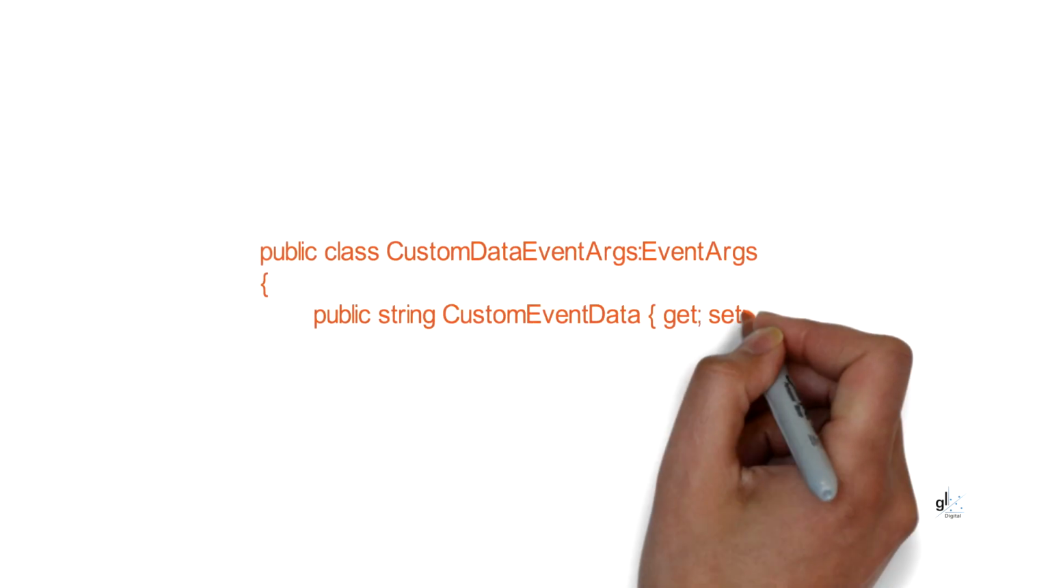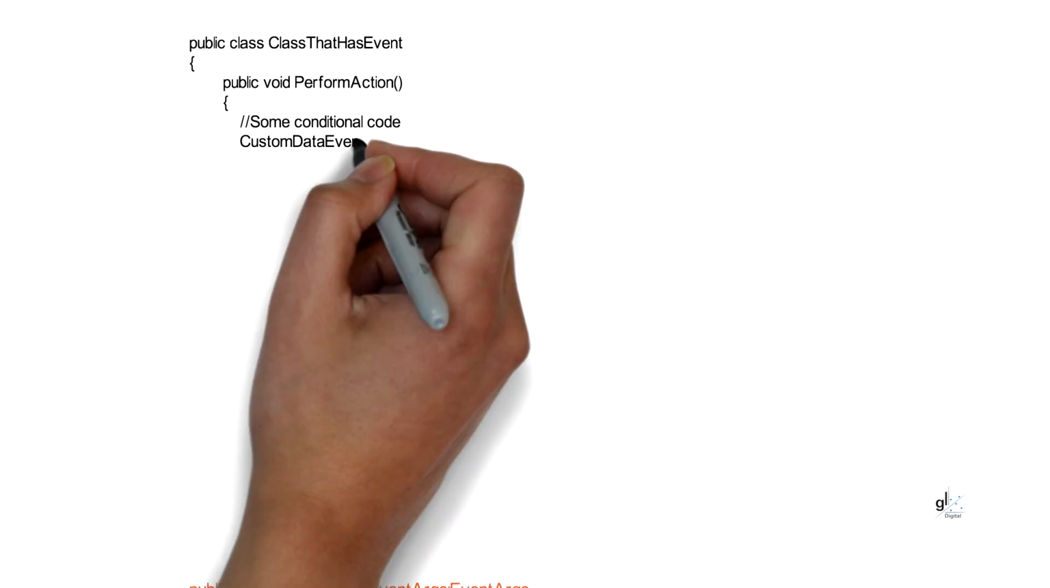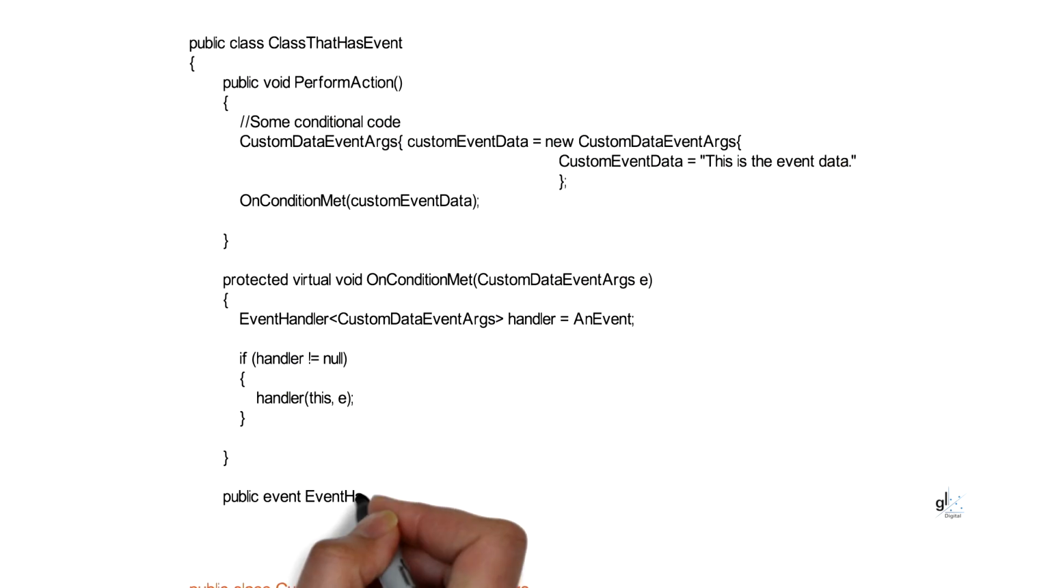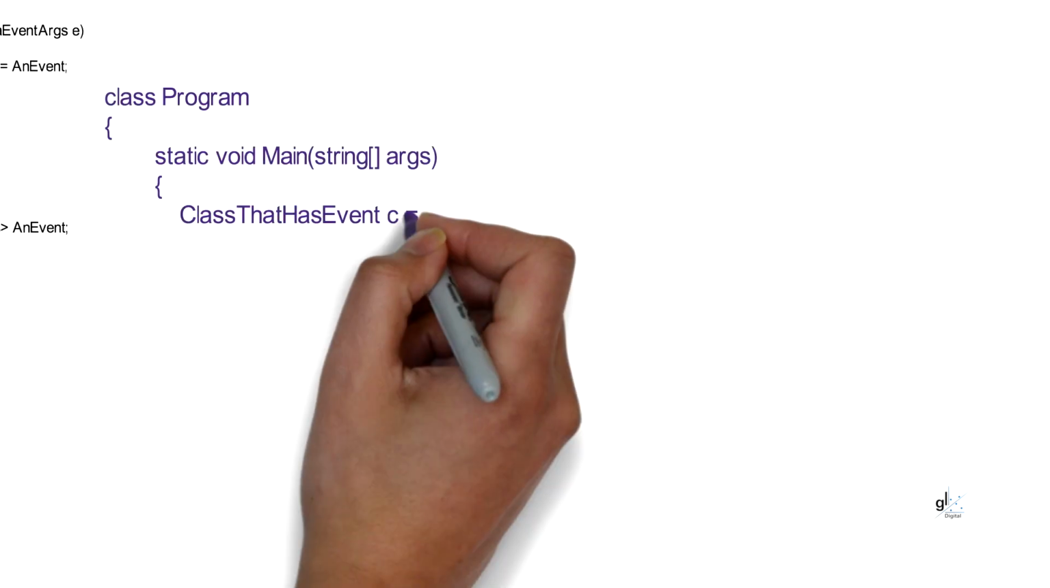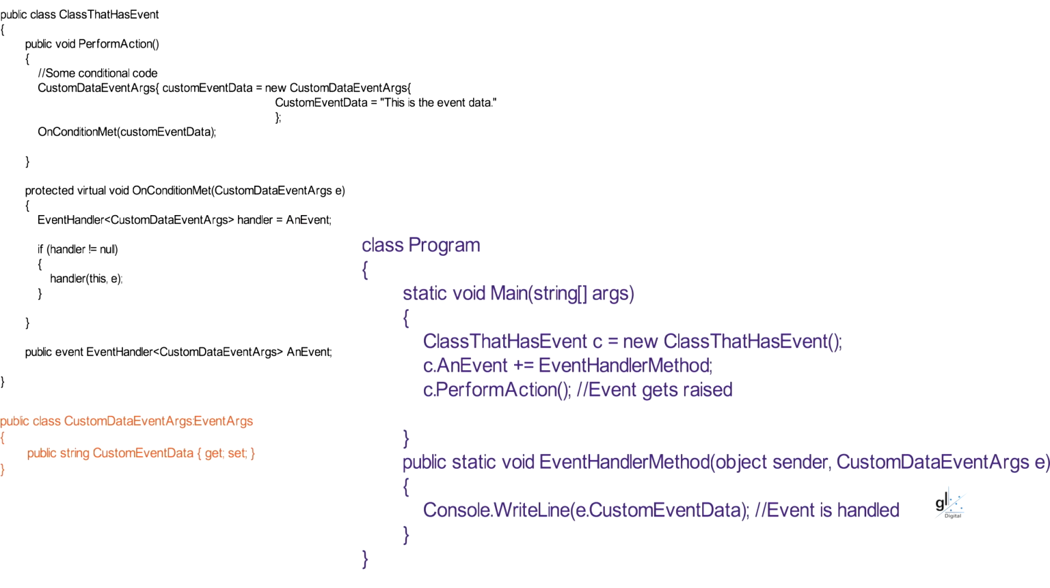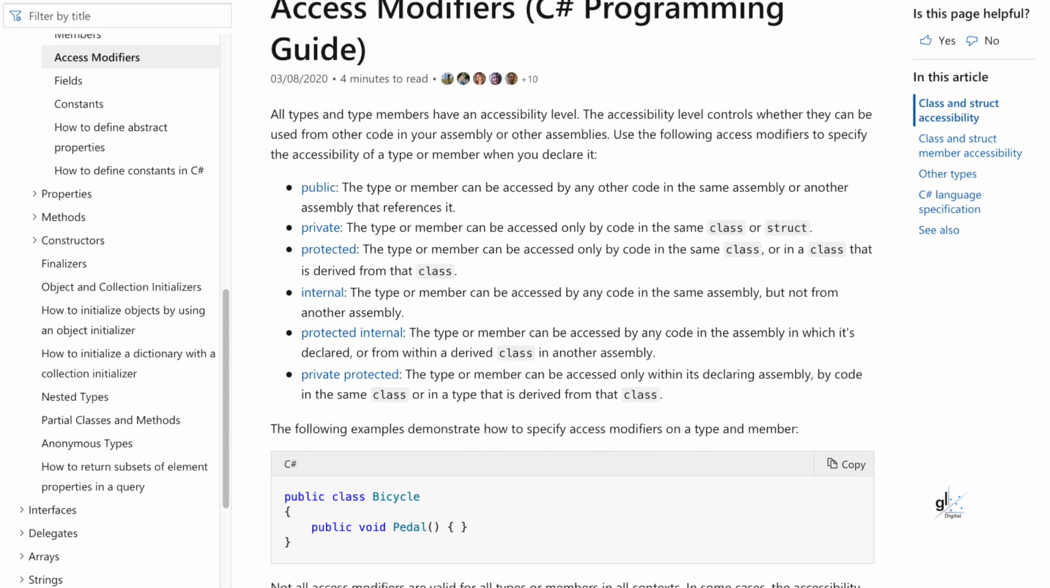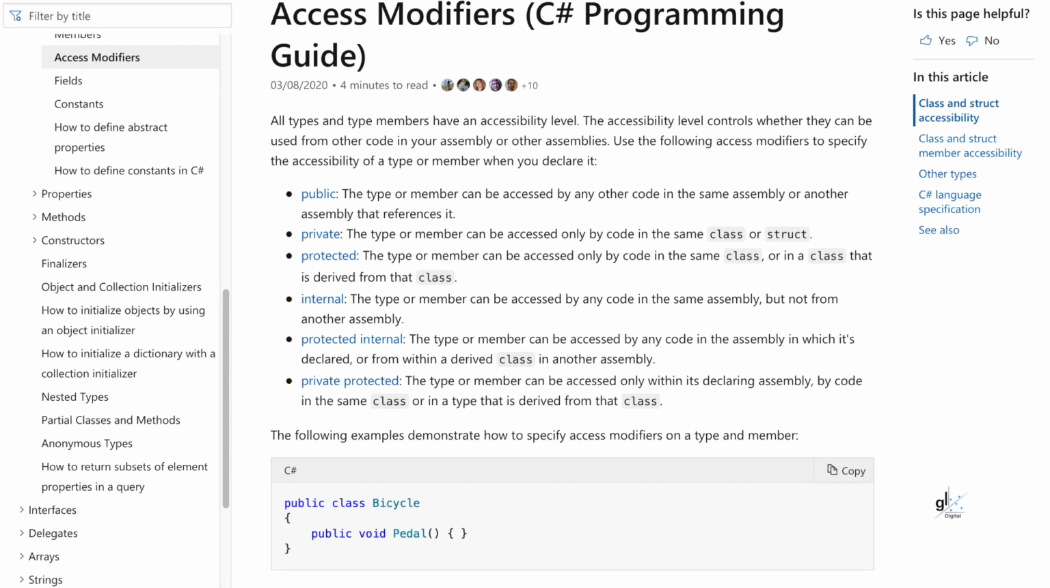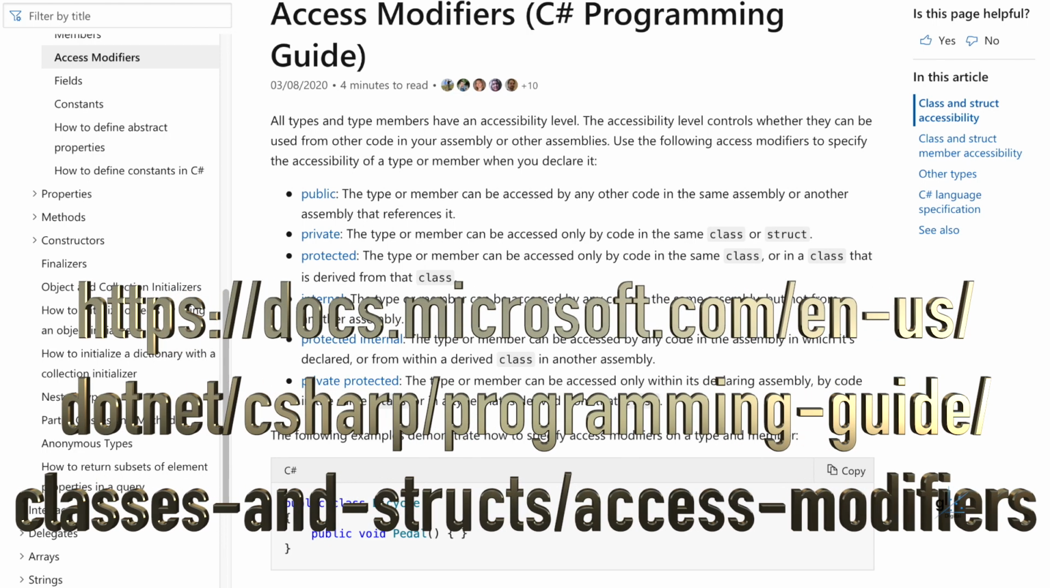Events are special kinds of multicast delegates that can only be invoked from within the class or struct where they are declared. If other classes or structs subscribe to the event, their event handler methods will be called when the class where the delegate has been declared raises the event. Events can be marked as public, private, protected, internal, or private protected. These access modifiers define how users of the class can access the event. For more information on access modifiers, please navigate to this URL.